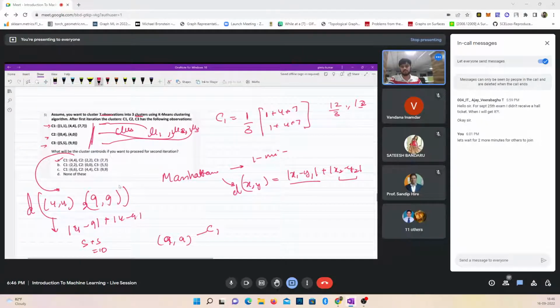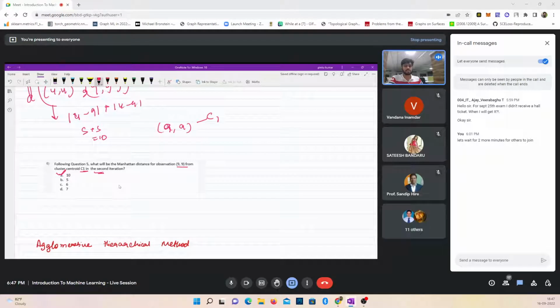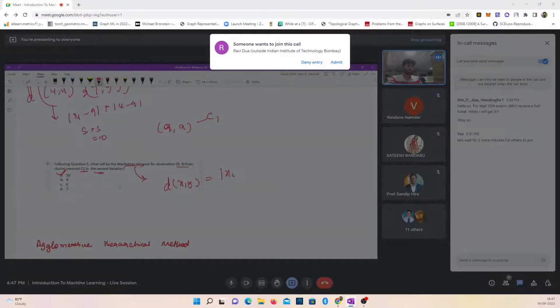Second one, I think it was an easy one. So you are given some clusters. And then this C2 and C3, you have to decide upon the cluster centroids. Okay. So what we had to do is just take some and average it out. So this is what we did. And the third one was something related to Manhattan distance. So Manhattan distance between your two data points is |x1 minus y1| plus |x2 minus y2|.